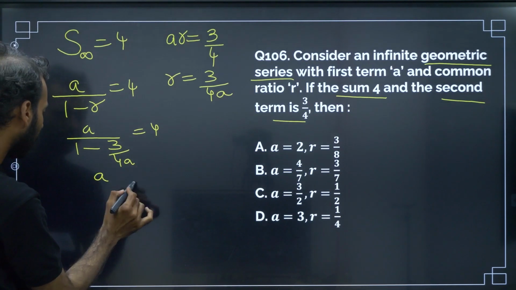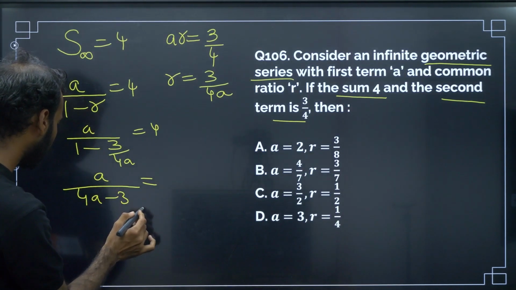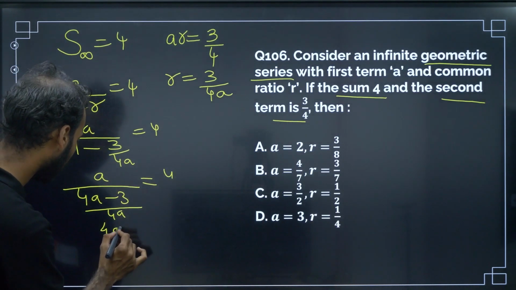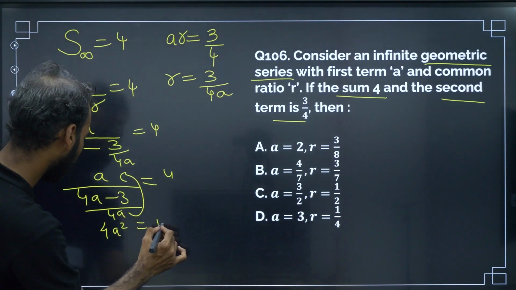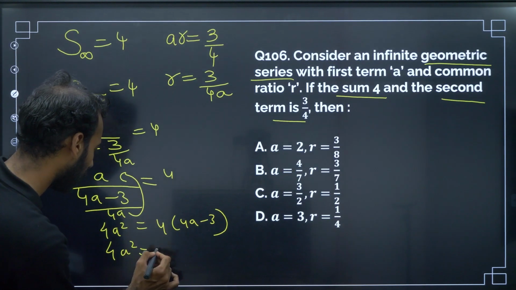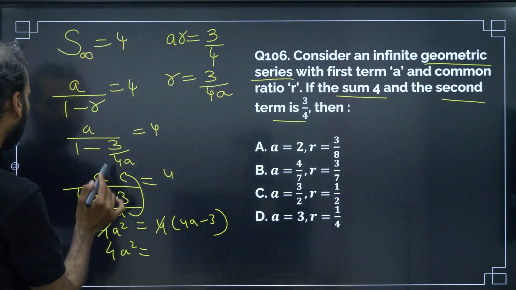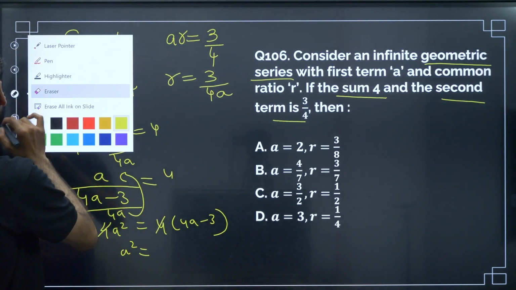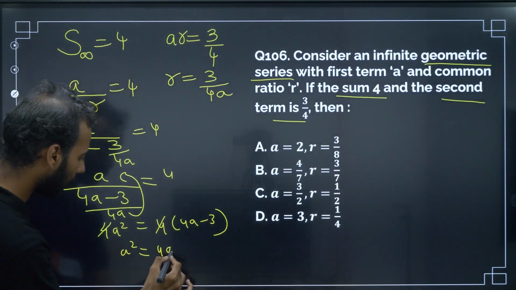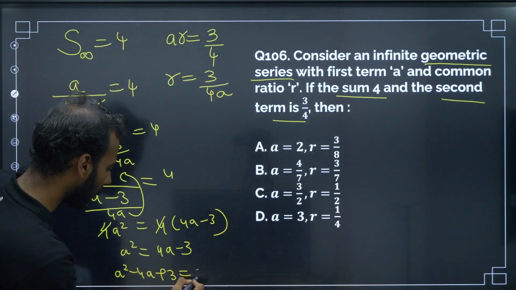Now, so A(4A minus 3) by 4A is equal to 4. So if I take 4A, I am going to get 4A square. This I am writing here is equal to 4A minus 3. Okay. So 4A square is equal to, let me cancel off this 4 and 4. Constants we can cancel, not a problem, but don't cancel the variables. A square is equal to 4A minus 3. So A square minus 4A plus 3 is equal to 0.